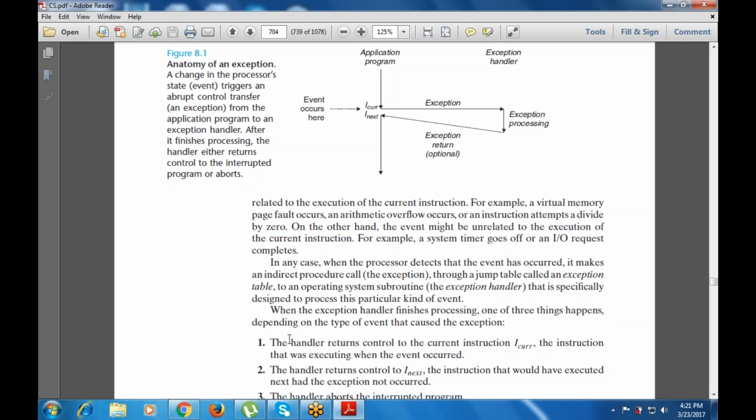In any case, when the processor detects that the event has occurred, it makes an indirect procedure call through a jump table known as the exception table to an operating system subroutine, that is the exception handler, which is specifically designed to process this particular kind of event. Whatever the kind of event, the handler processes each and everything associated with the event.